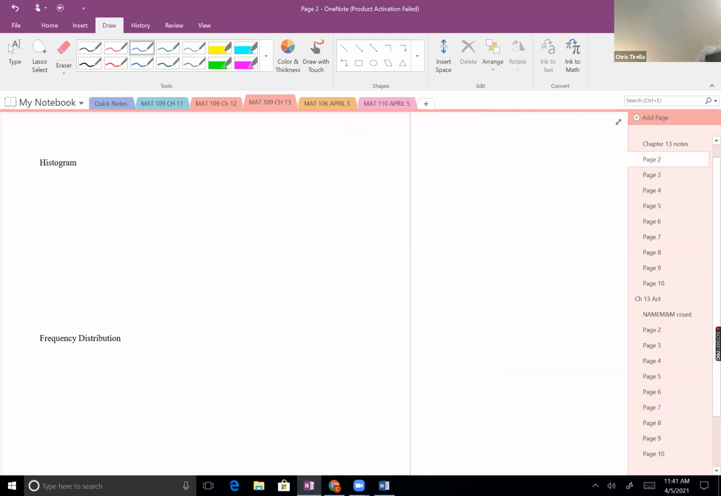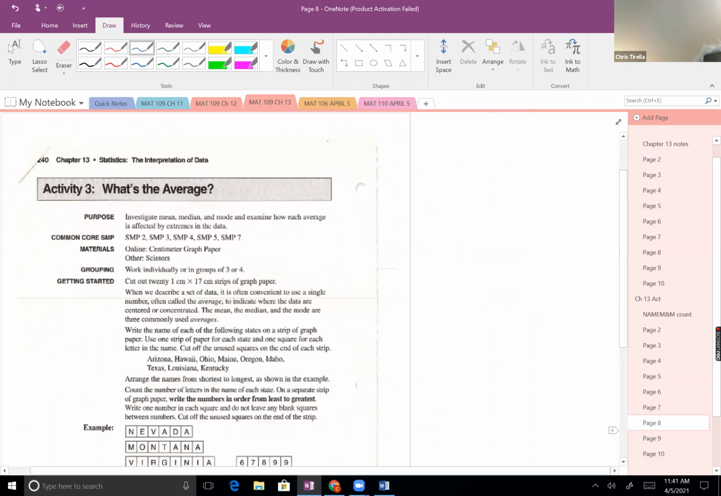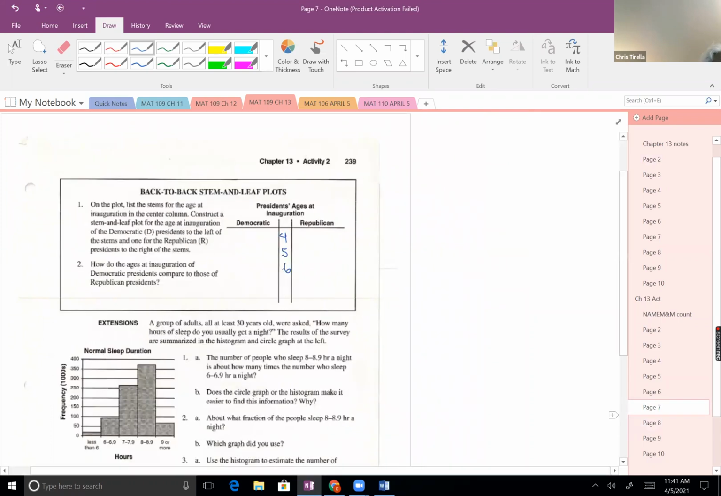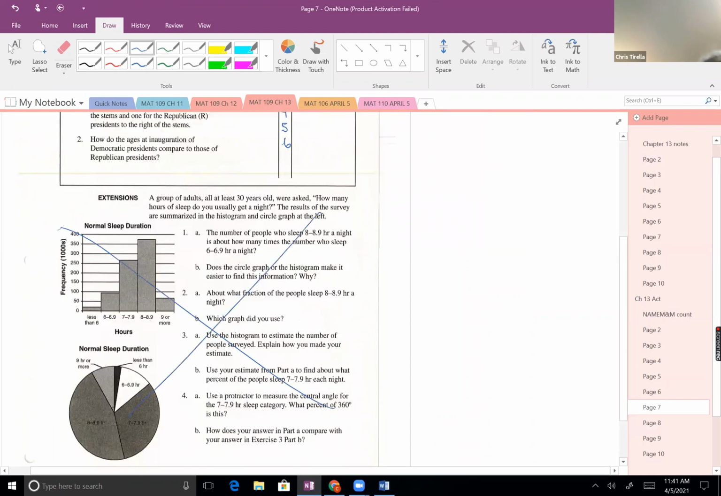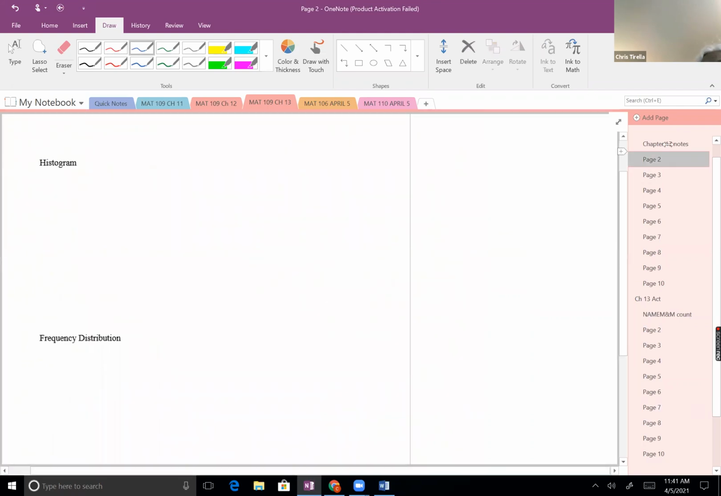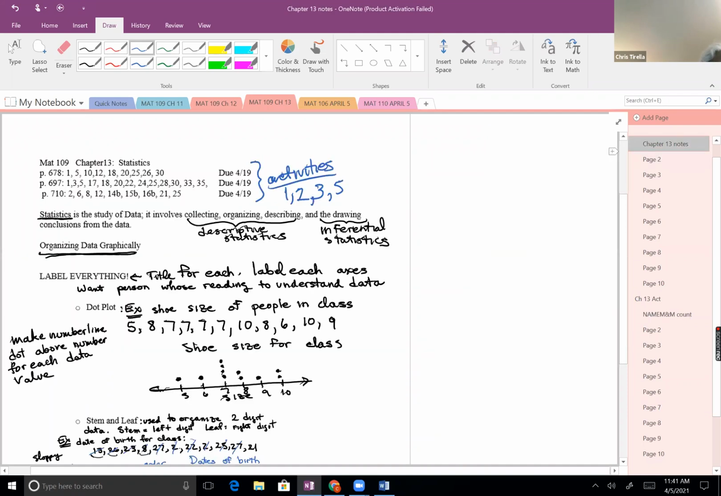Oops. And I apologize, going back here. On any of the activities, you can skip the extensions. Okay, you don't have to worry about doing the extensions. All right. So how is everybody with stem and leaf diagrams?